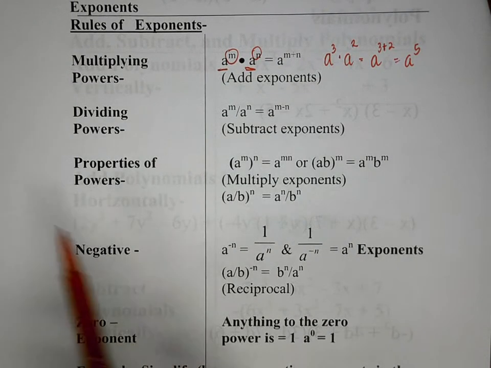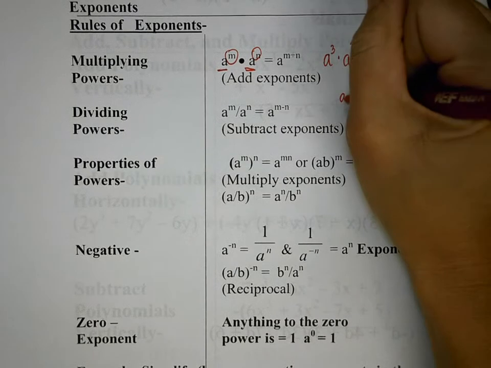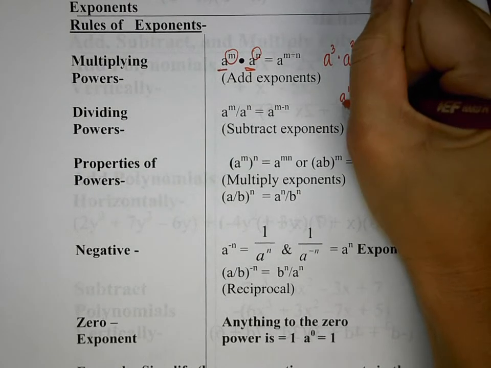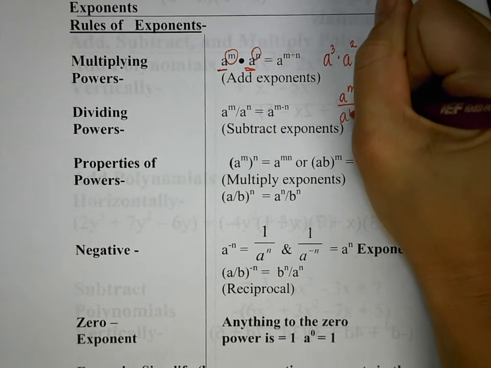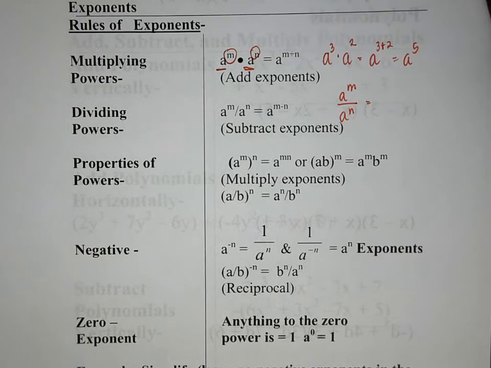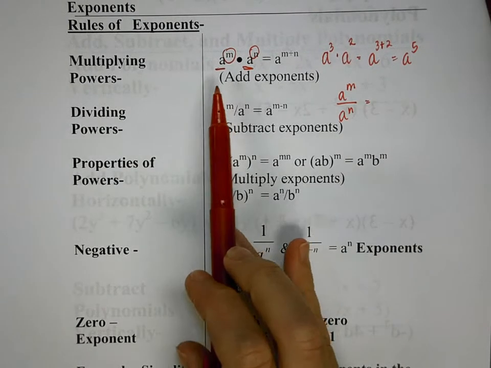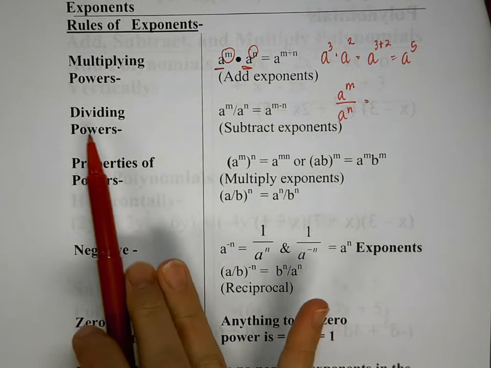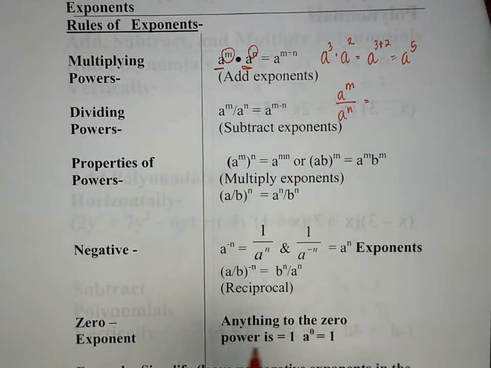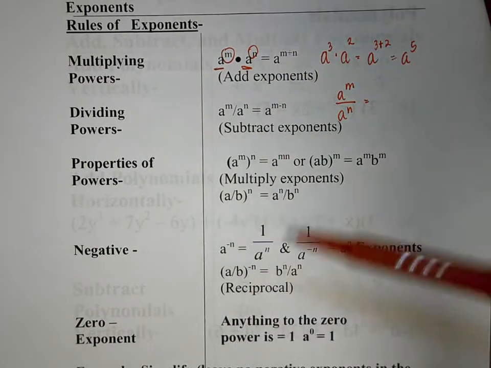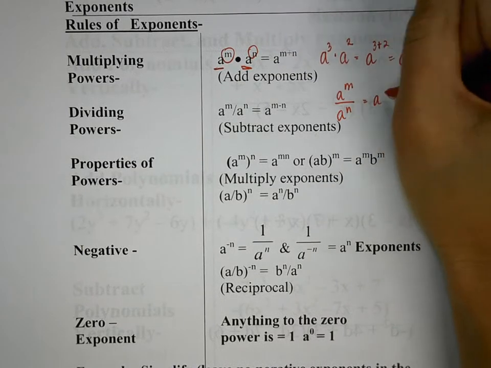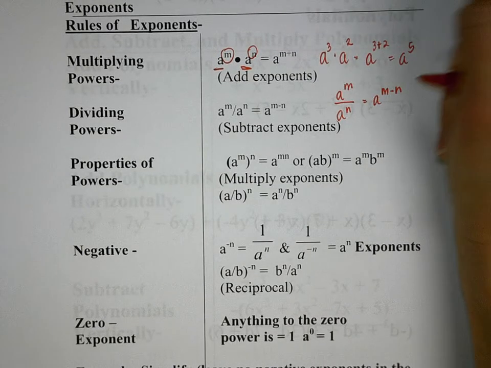When you are dividing powers, you'll more often see them like this as a fraction, a to the m divided by a to the n. And when you are dividing powers, with multiplication we add, division's the opposite of multiplication, so what is the opposite of adding? Subtracting. So we end up getting a to the m minus n.